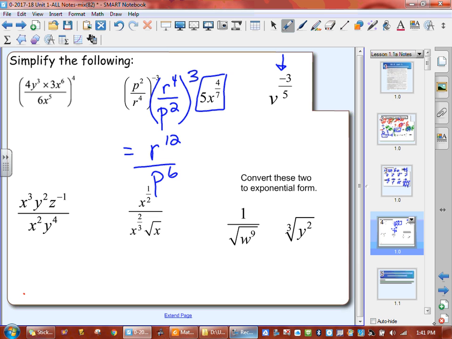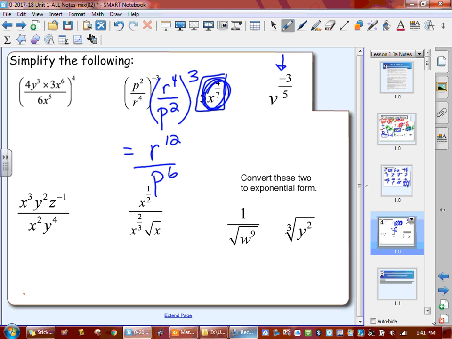What do you think? Is it the 5 that belongs to the 4 over 7? Or is it the x? Or is it both of them? Only the x. If it was both, they'd be in brackets. Okay? So this guy only belongs to the x. So that means the radical is only going to be on top of the x. So let's get rid of that there.